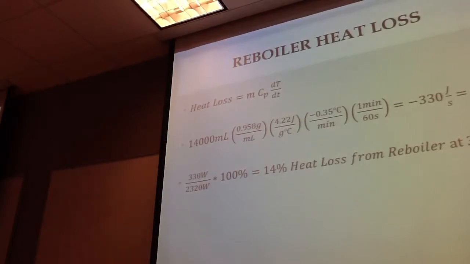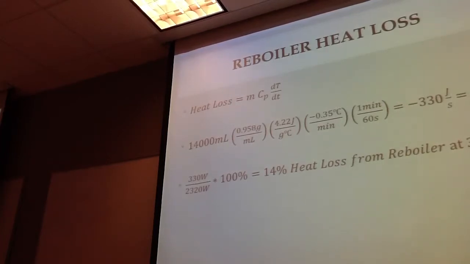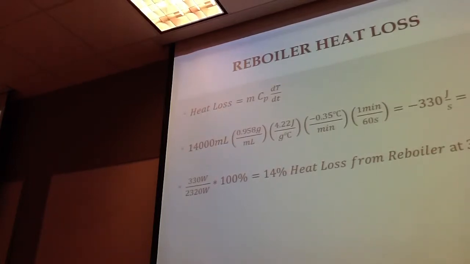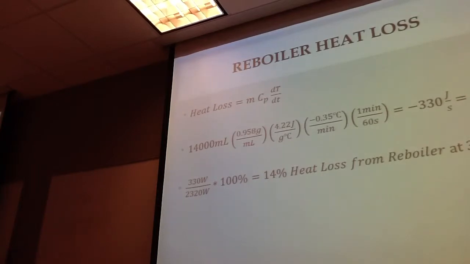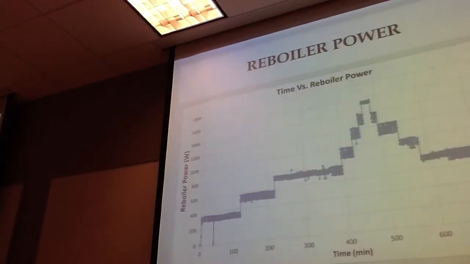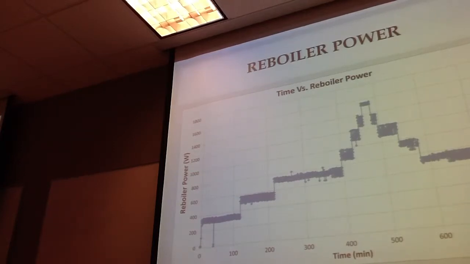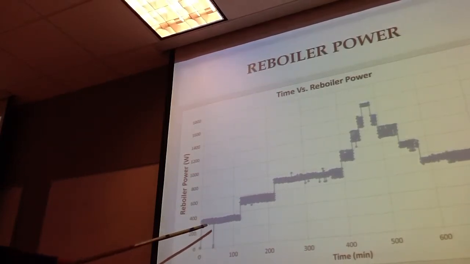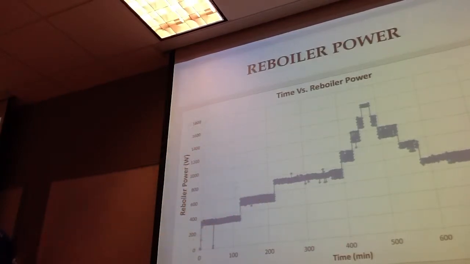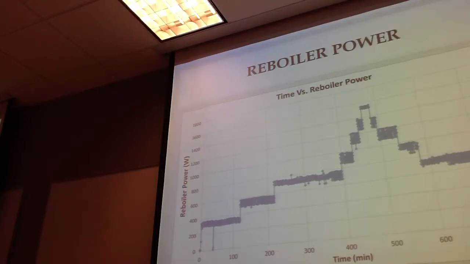And based on that, we calculated that the heat loss from the reboiler just sitting and cooling is about 330 watts, which, using the maximum watts with the reboiler set at maximum, works out to about 14% of the heat loss. This is the results of their 700-minute experiment where they started at 330 and then stepped up by 200 watts to get up to 1530 and then stepped back down.